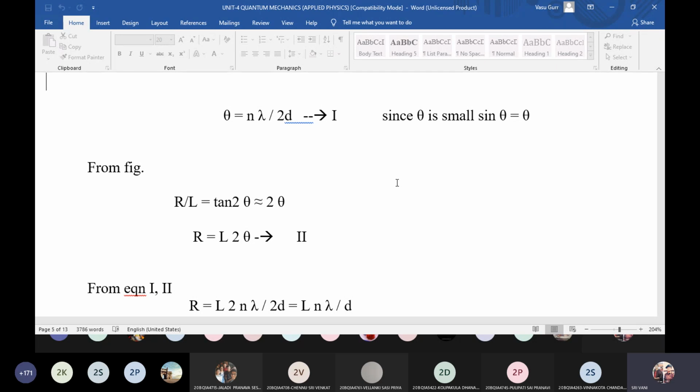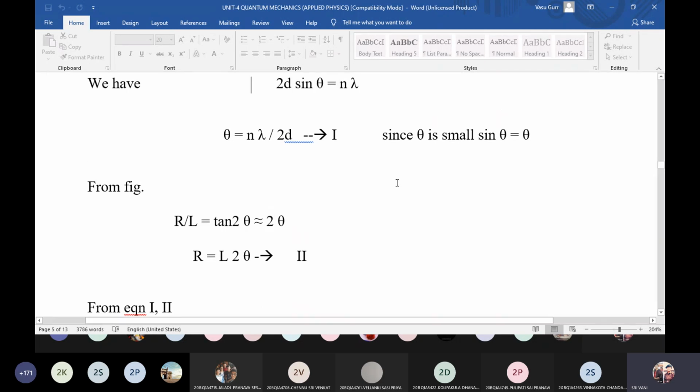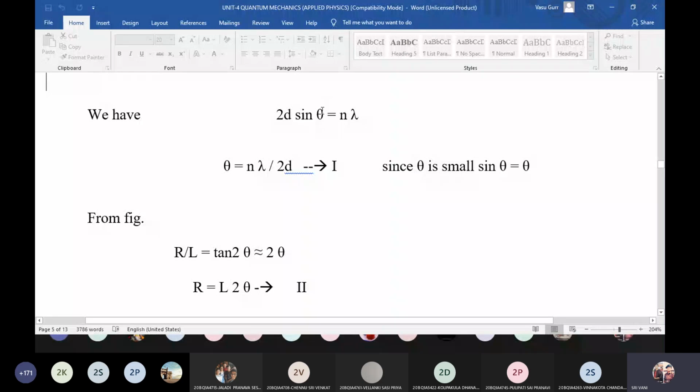According to Bragg's law, 2D sin theta is equal to n lambda. For very small angles, sin theta becomes theta. For general angles, we will get the magnitude, we will get the value. But for very small angles, trigonometric functions do not exist. So sin theta becomes theta, then we get 2D theta is equal to n lambda. From that, theta is equal to n lambda by 2D.